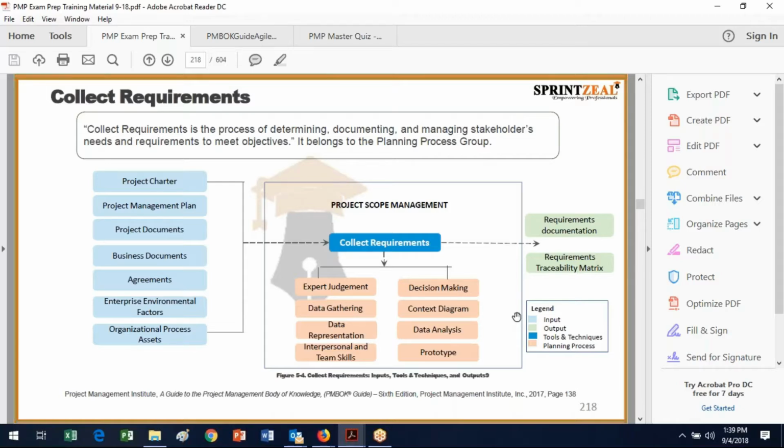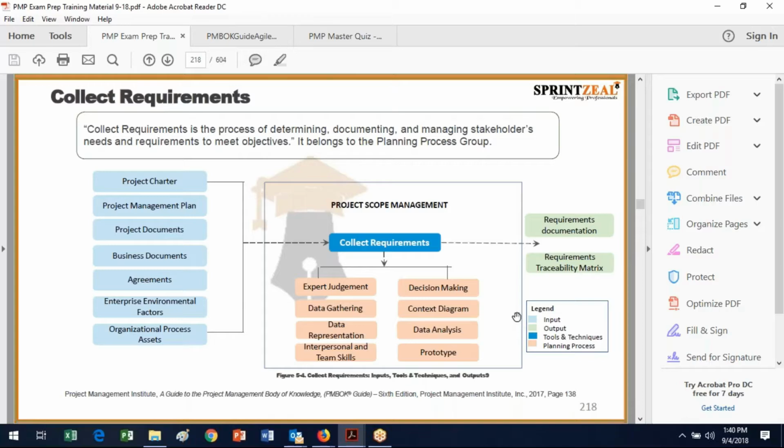And then in order to collect requirements, we're going to apply a whole lot of tools and techniques because we want to make sure we do our best to get all the requirements in a timely manner. We can't take all year to do it, and we want to make sure we're very thorough. So we're going to use our expert judgment. We're going to gather data. We're going to figure out how we want the data represented. We're going to use our interpersonal and team skills. We're going to make some decisions. We might use some context diagrams. We're going to analyze the data, and we might do some prototypes. And what comes out of collect requirements is, of course, the requirements document and the related requirements traceability matrix.